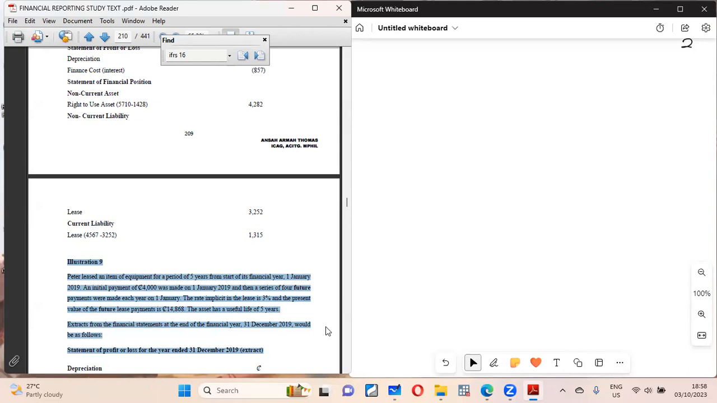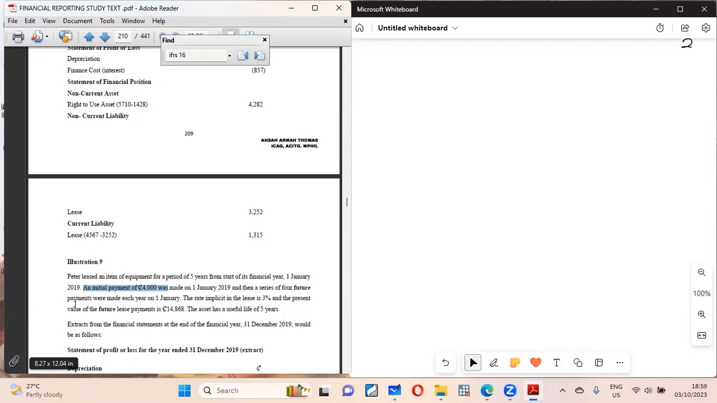Now we have Peter, who leased an item of equipment for 5 years from the start of the financial year, January 2019. The initial payment was made on January 2019. Those of you who have done financial management, you do know that we don't PV figures at year zero. Any figure that is already at year zero is already PV'd. We PV things that are in the future. So take note of that.